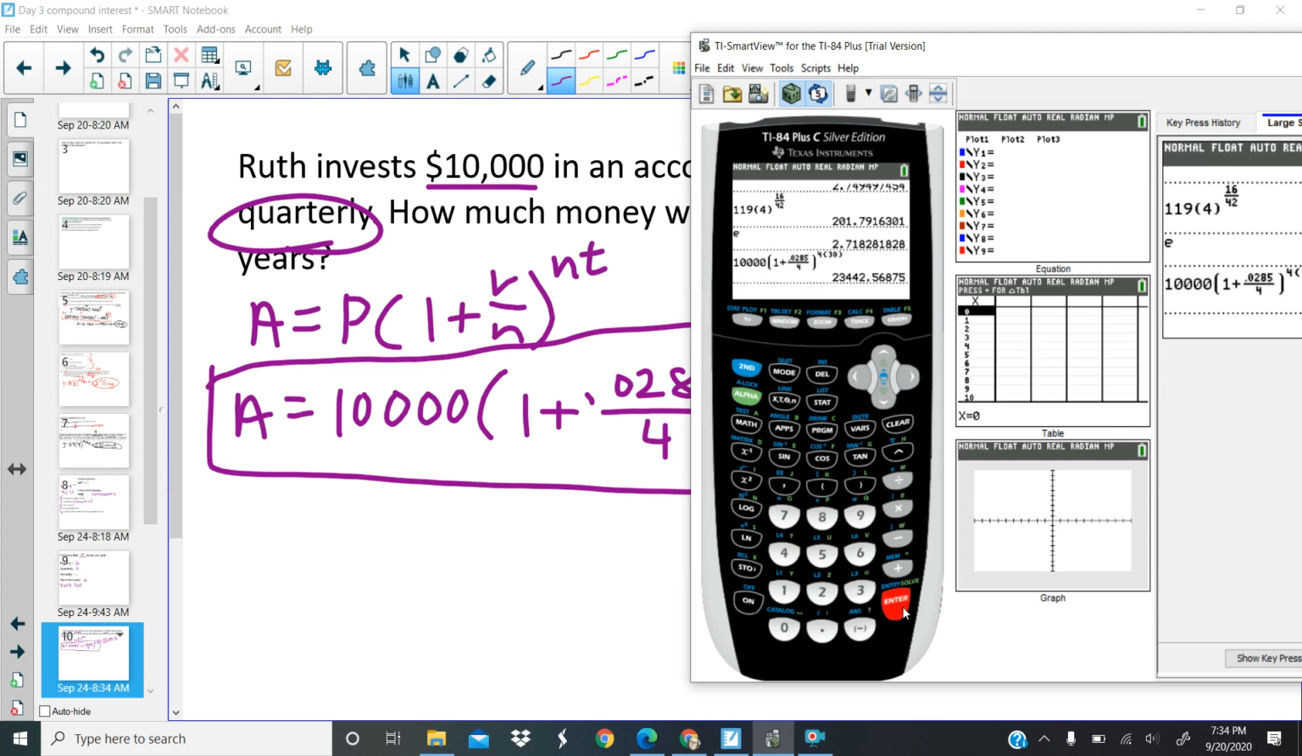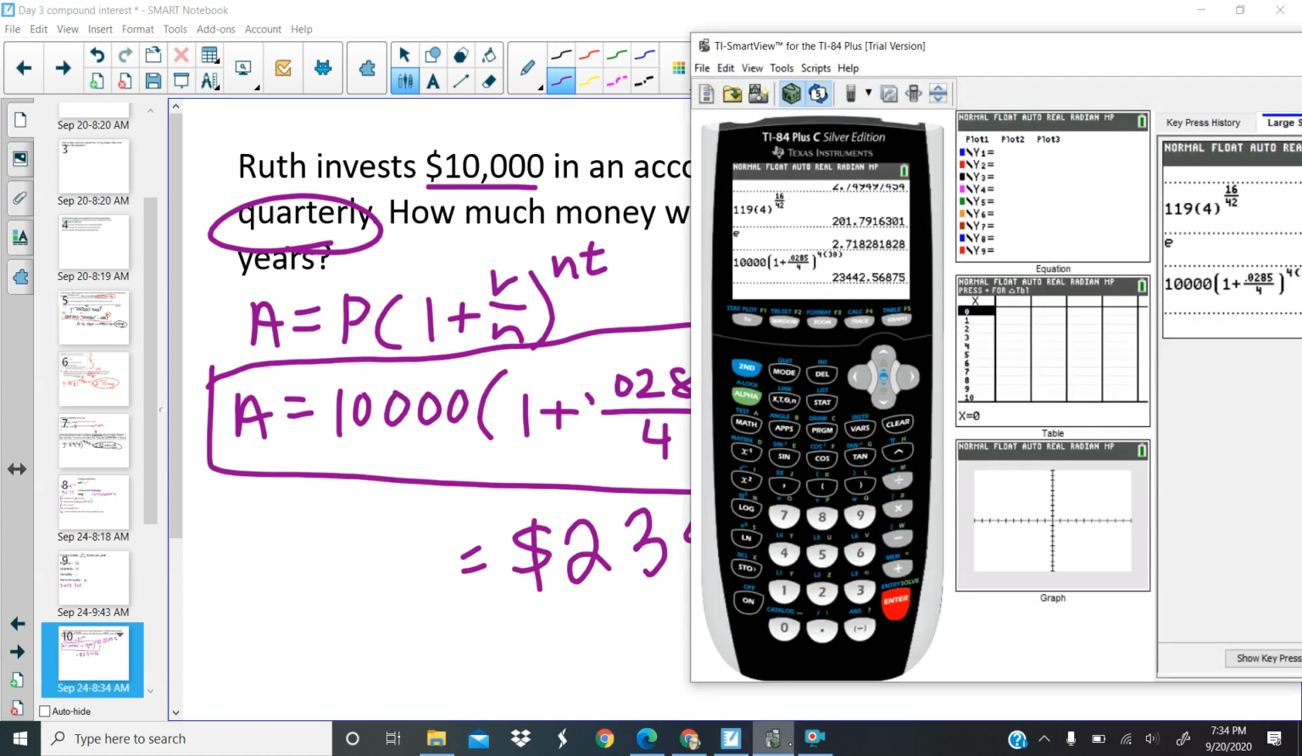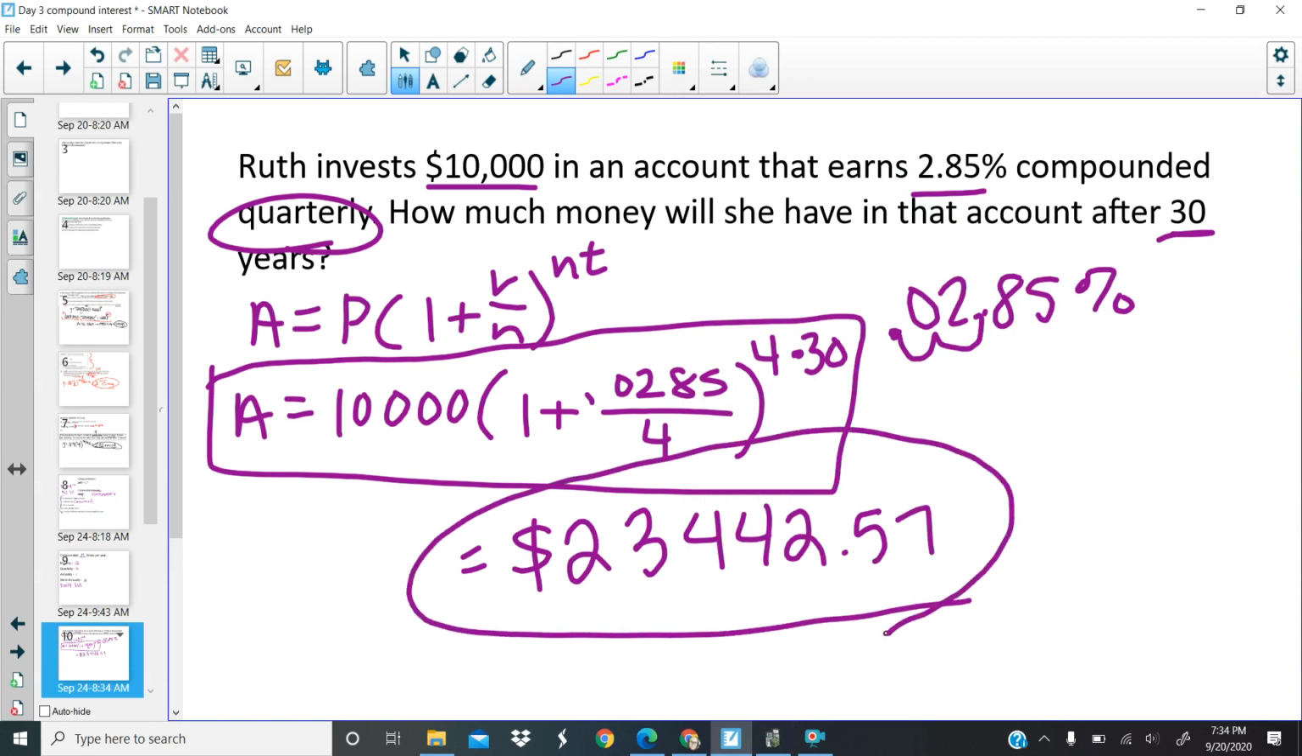And you get $23,442.57 if you round it. So it was $23,442 and how many cents? 57 cents would be your answer on that one.